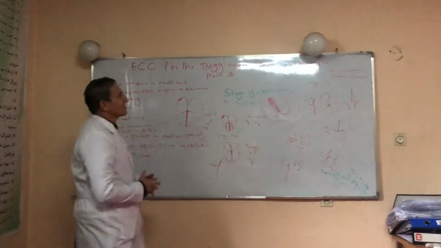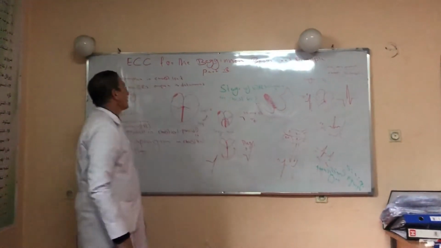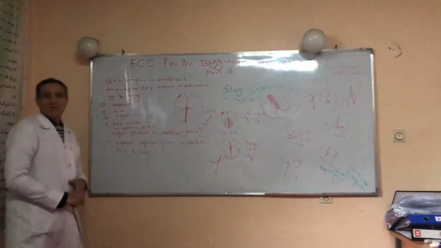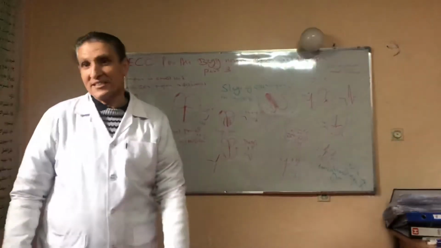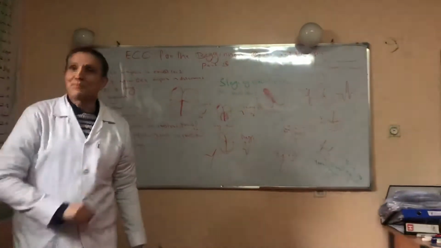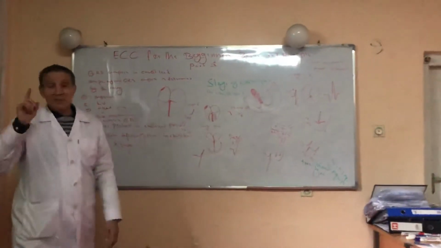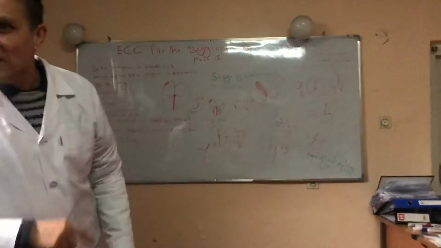ECG for the beginners, basics and principles of the ECG, part 15. In today's lecture, we'll be discussing the QRS complex in chest leads, or QRS complex in precordial leads, or QRS complex in V leads. Remember, the three of them are synonyms.